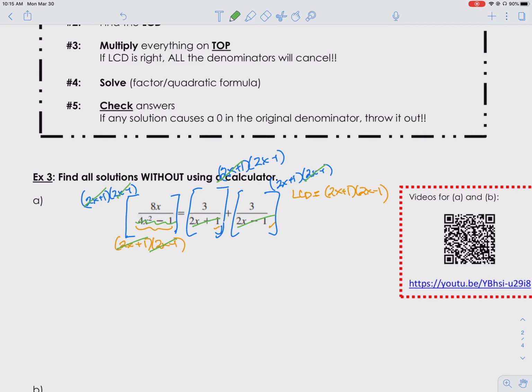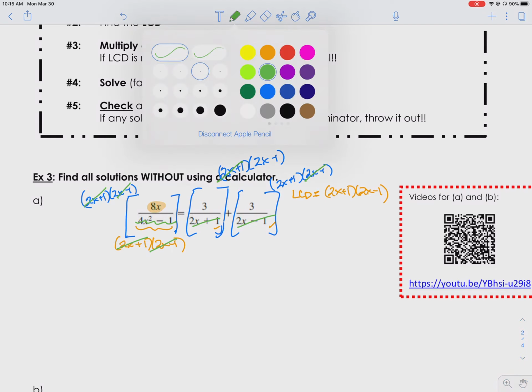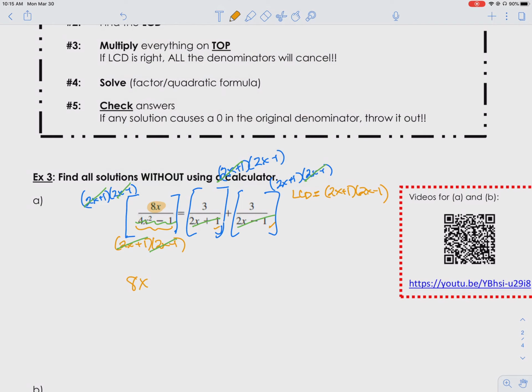So let's see what I have. I've got an 8x, so I'm going to write down 8x, and then my equal mark. I've got a 3 and I've got a 2x minus 1. So I'll have 3 and 2x minus 1, and then a plus 3 and a 2x plus 1. So now I've gotten rid of all my fractions, and I'm just going to go solve it for x.